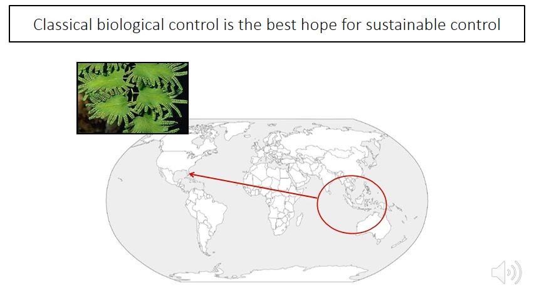So the best hope for long-term sustainable control of Lygodium is biological control. I've been involved in a classical biological control program, where scientists went back to the native range of Lygodium to try and find herbivores that we could then bring into the invasive range to try and control the plant there. Lygodium originally is from Australia and parts of Southeast Asia, and so we went to those parts of the world to identify herbivores that we might be able to use as biological control agents against Lygodium.